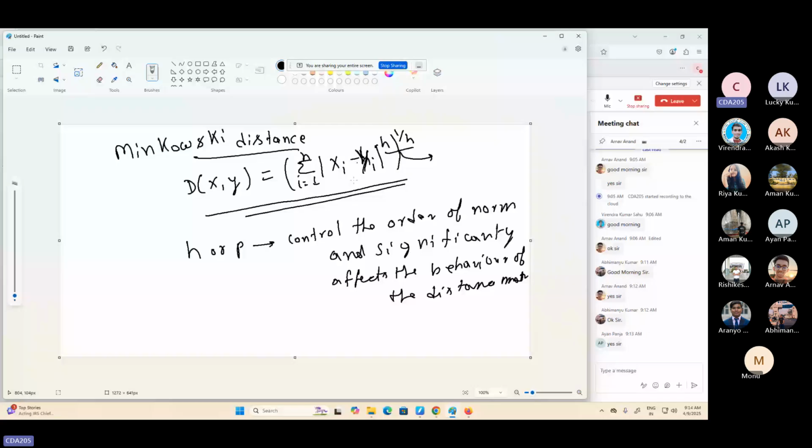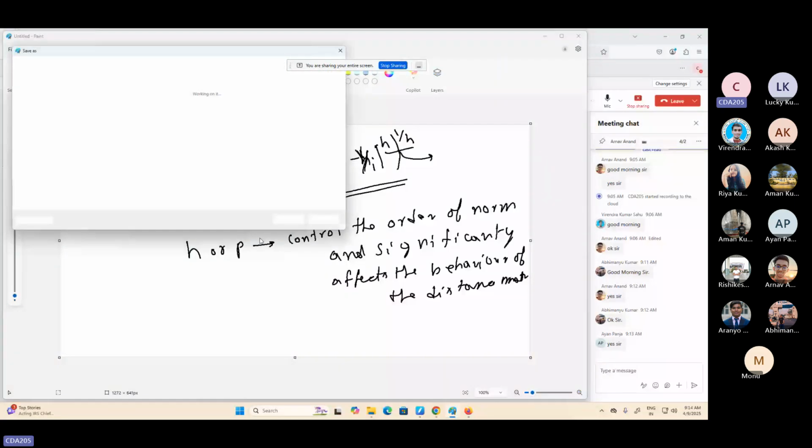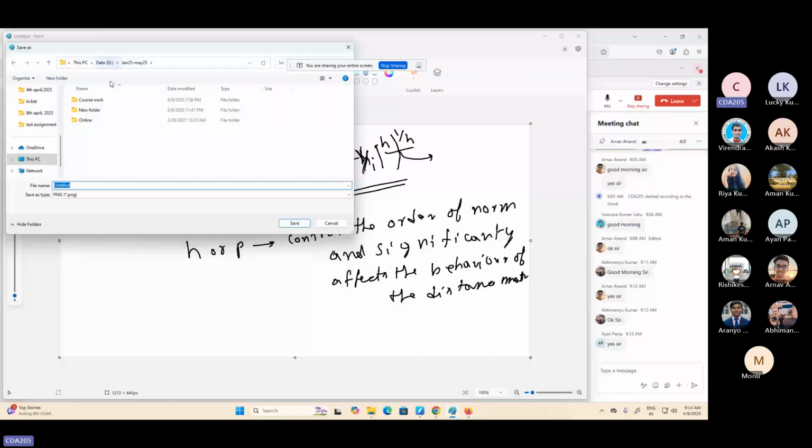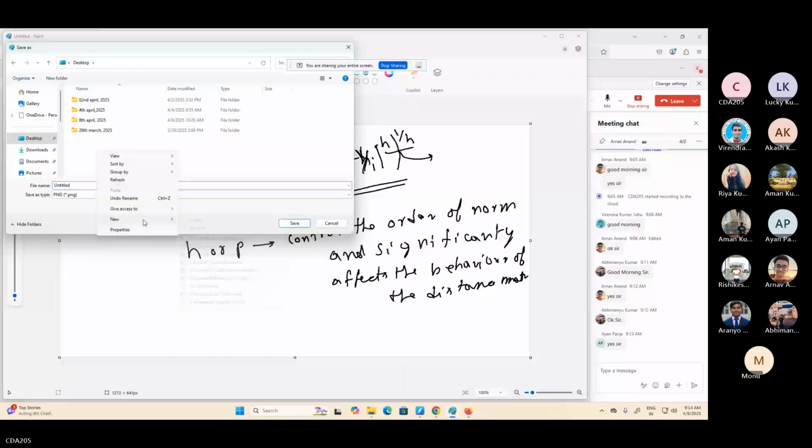Now we will see the different value of h. Let me save this slide. So today's date is what is the desktop only. So today's is 9th. Okay.